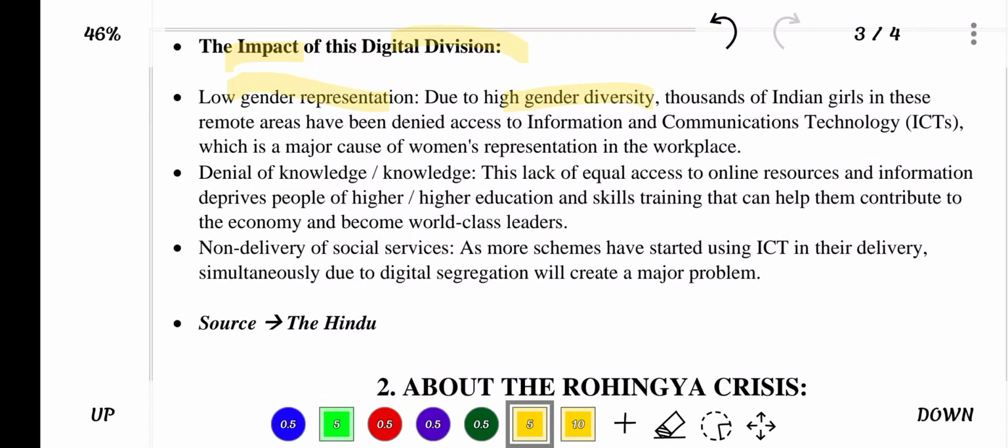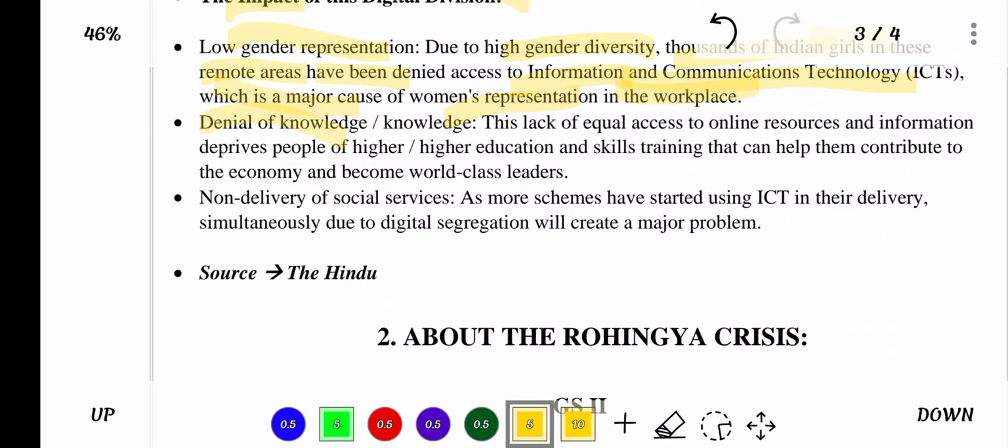The impact of this digital division: low gender representation. Due to high gender divide, thousands of Indian girls in remote areas have been denied access to information and communication technology, which is a major cause of low women's representation in the workplace. Denial of knowledge: this lack of equal access to online resources and information deprives people of higher education and skills training that can help them contribute to the economy and become world class leaders.